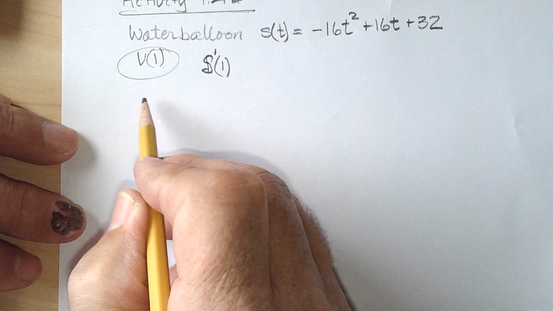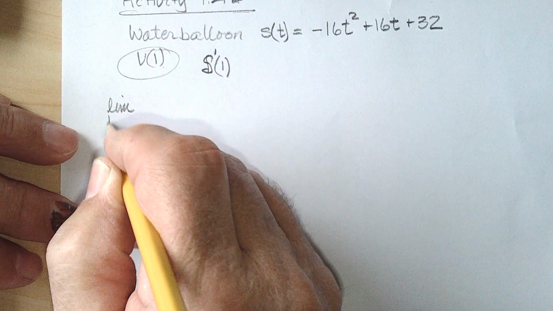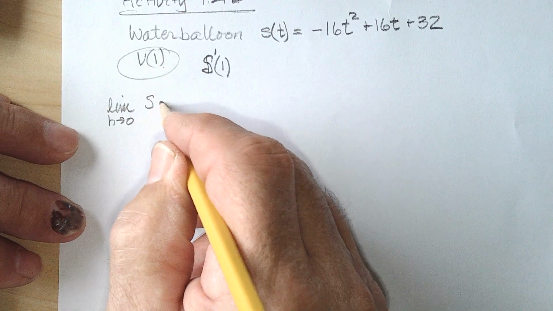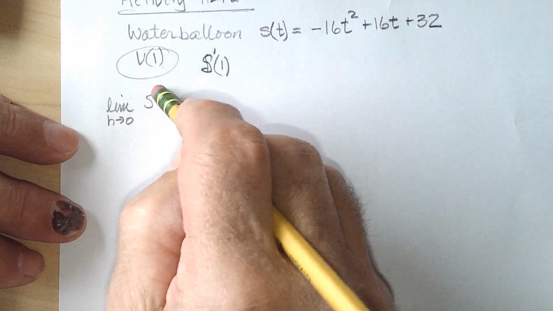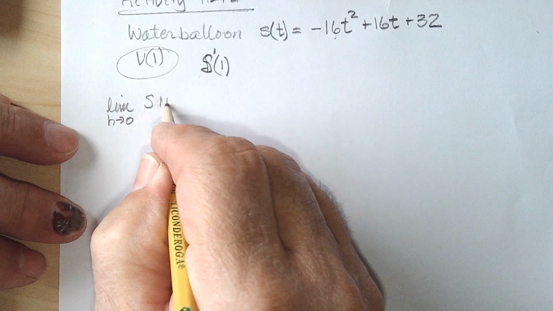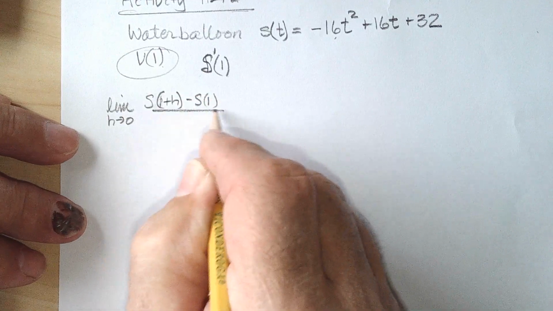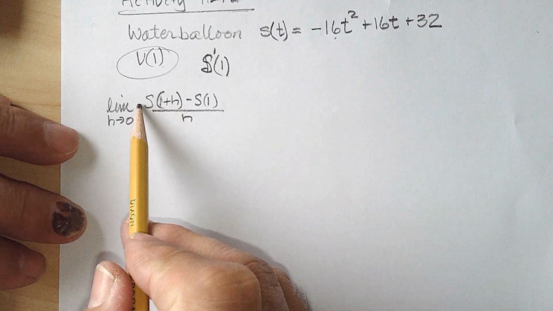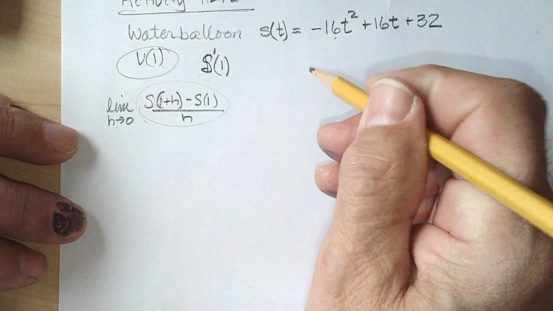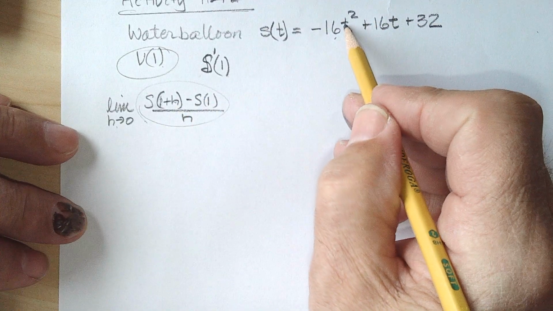So I'm going to do the first one, which was the limit as h approaches 0 of s of a plus h, and they wanted to do it at 1. So I'm going to do s of 1 plus h minus s of 1 over h. Now, I'm going to work this out and then take the limit at the end. Otherwise, I have to write limit all the time in there. So I'm going to work out s of 1 plus h. So I got to put 1 plus h in for the t.